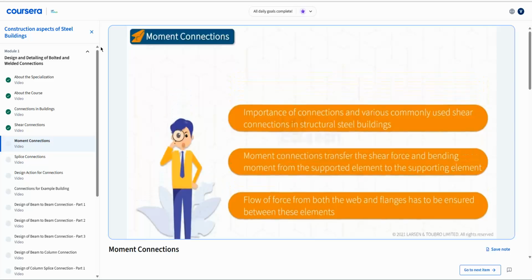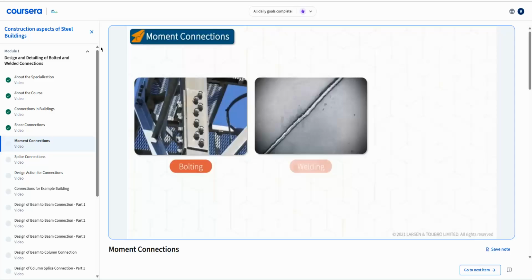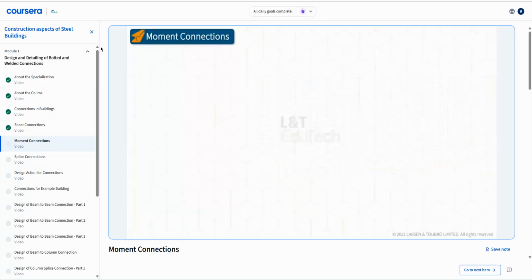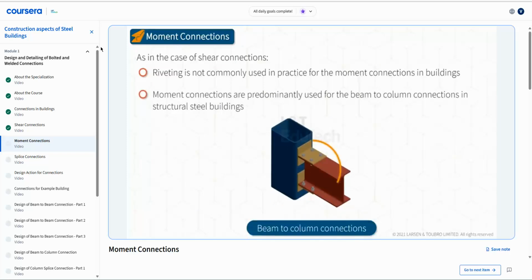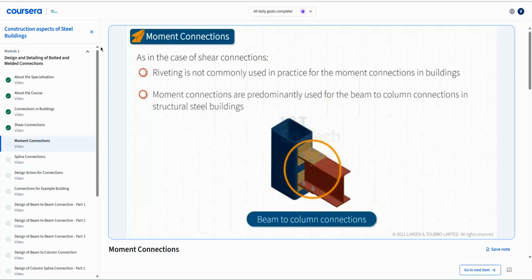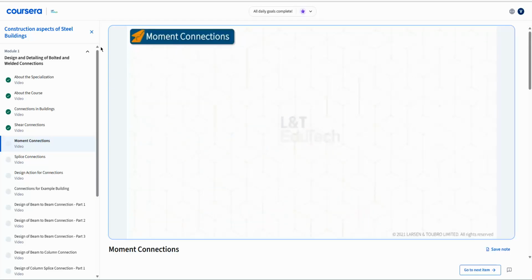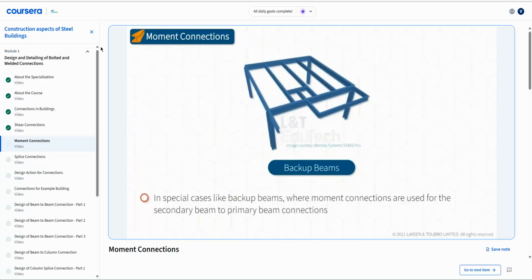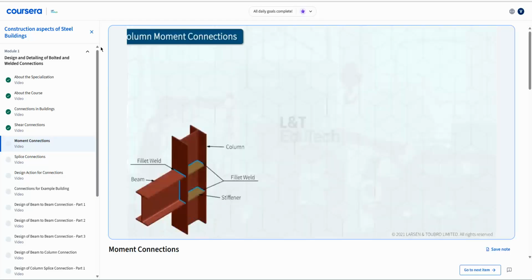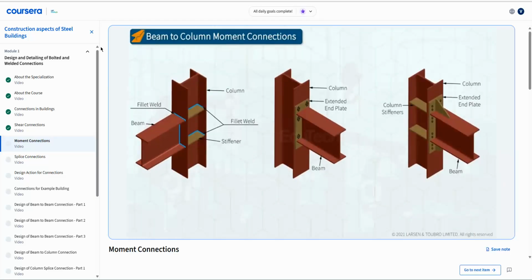Moment connections are made using bolting, welding and riveting. As in the case of shear connections, riveting is not commonly used in practice these days for the moment connections in buildings. Moment connections are predominantly used for the beam to column connections in structural steel buildings. We have seen special cases like backup beams where moment connections are used for the secondary beam to primary beam connections as well. Let us look into the beam to column moment connections first.